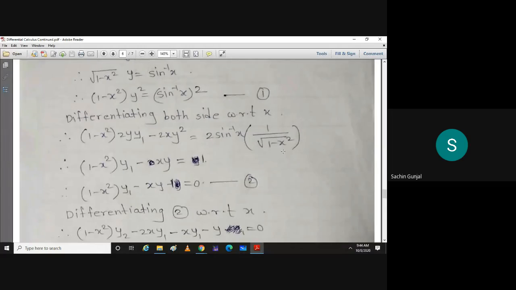Meaning, if you don't put this 2 sine inverse x upon under root 1 minus x square as 2y, this expression will be a huge expression, and you are going to differentiate it one more time, which will be difficult for you, because that will become u by v rule. You will have to apply u by v rule. So you will have to observe the things wherever you can simplify, you should do it. All right.